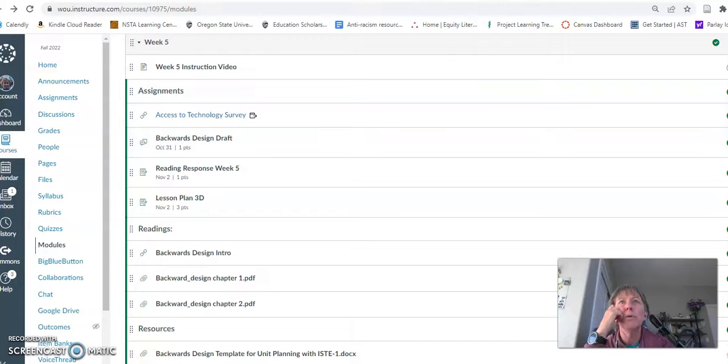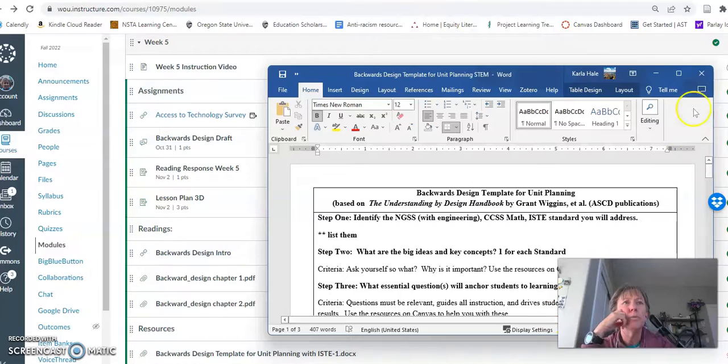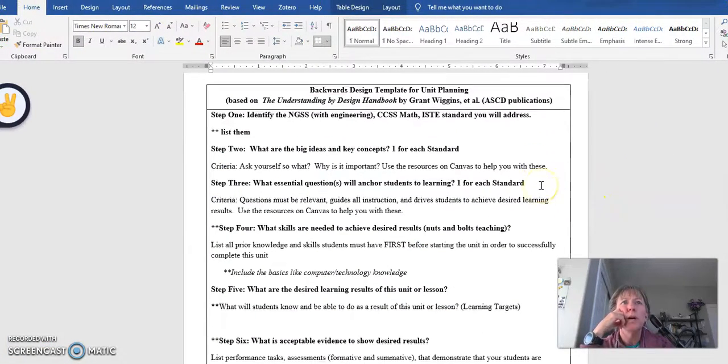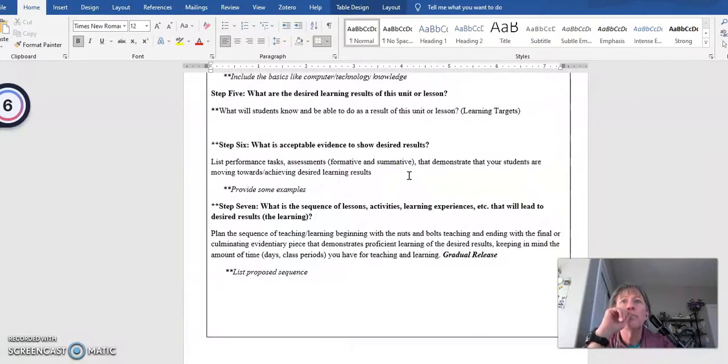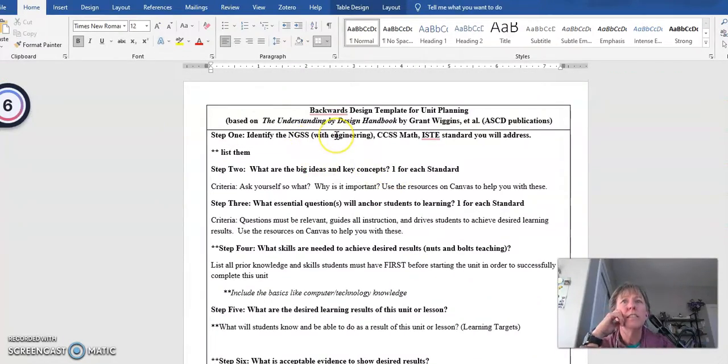To look at that, I'm going to pull up the actual template that you're going to be using to plan a lesson. This is the STEM lesson you're going to plan going forward. You're going to identify a science NGSS standard with engineering, either within the standard or an additional engineering standard, a math Common Core State Standard, and an ISTE standard for technology. So you should have 4 standards, or 3 if the engineering is incorporated in the NGSS standard you pick, and I'll talk a little more about that.